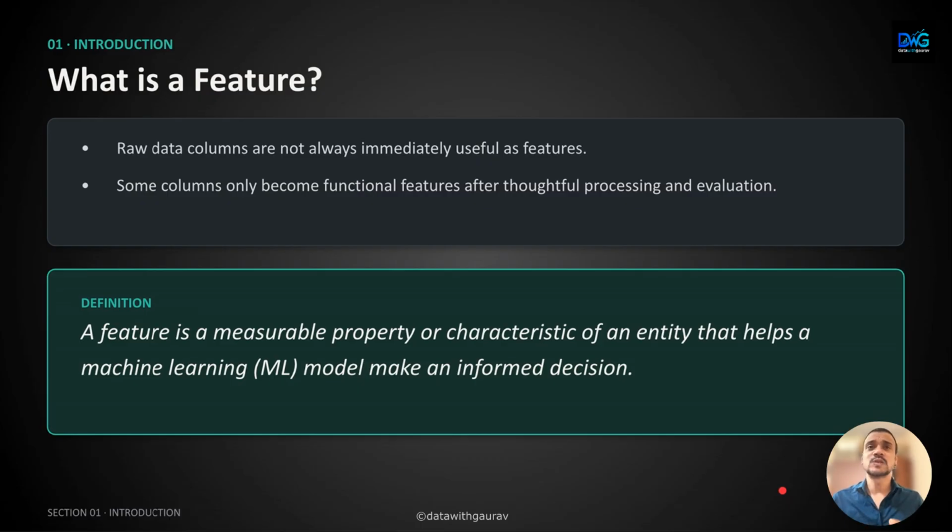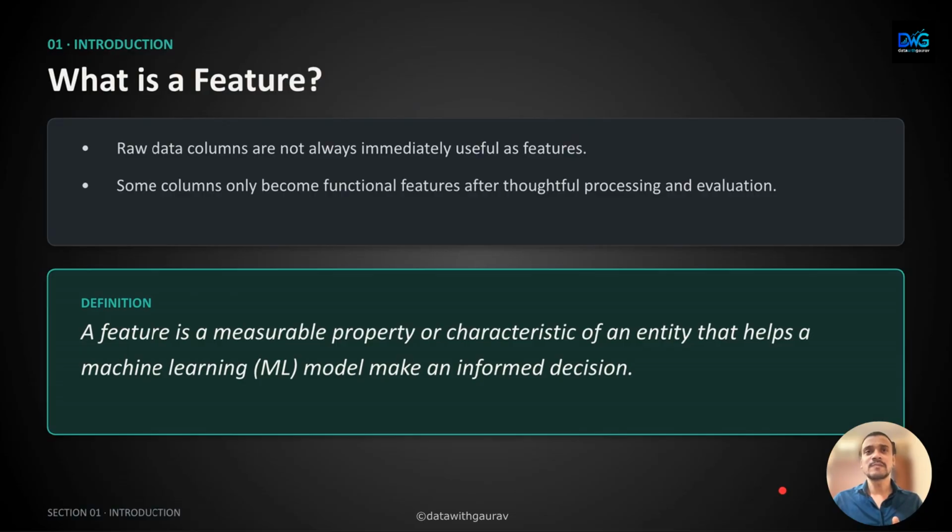Let's begin with a simple question. What exactly is a feature? When we work with a dataset, not every column is automatically useful to a machine learning model, right? Some columns can be used directly, while others need to be cleaned, transformed, or combined with other information before they become meaningful inputs. So in machine learning, a feature is simply a measurable property or characteristic of an entity that helps a model make informed predictions or decisions.